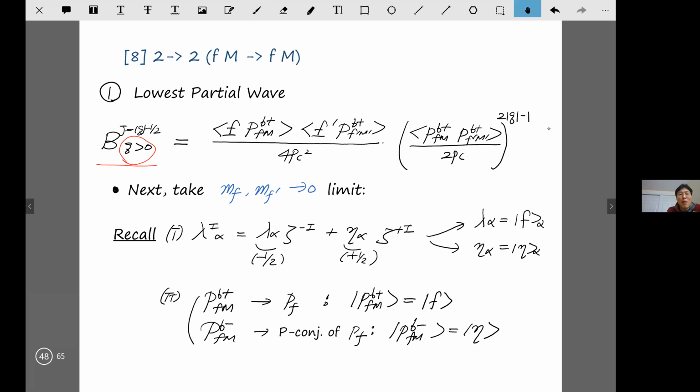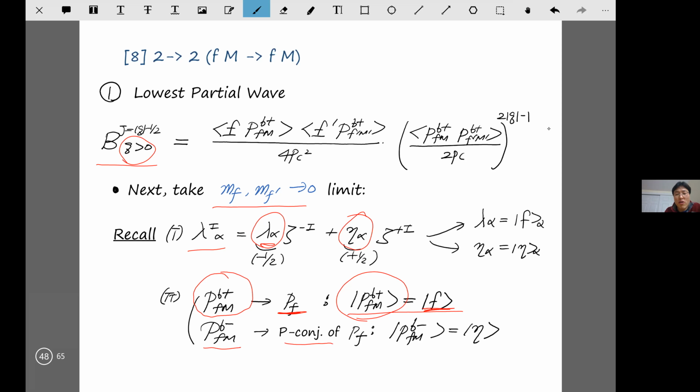Okay, and now let me take the massless fermion limit. I told you that the massive variable is the sum of one kind of variable and another kind of variable, which is a parity conjugate of lambda. And I also told you that when I take the massless fermion limit, the positive pairwise helicity variable becomes that of a fermion. In other words, in terms of spinor helicity language, this variable in the massless fermion limit is equal to the original fermion variable. And then I told you that the minus variable becomes the parity conjugate of the fermion variable. That means the minus variable is eta. Okay, so this is basically reminding you of the fact I already told you.